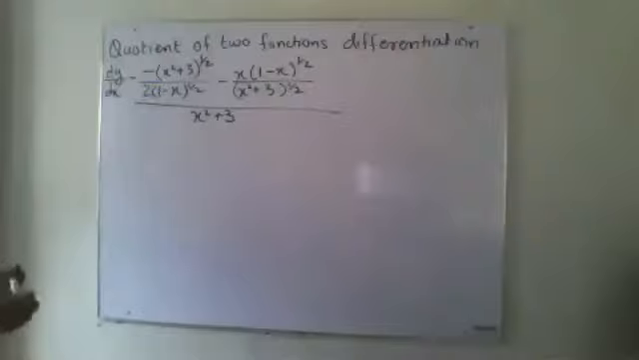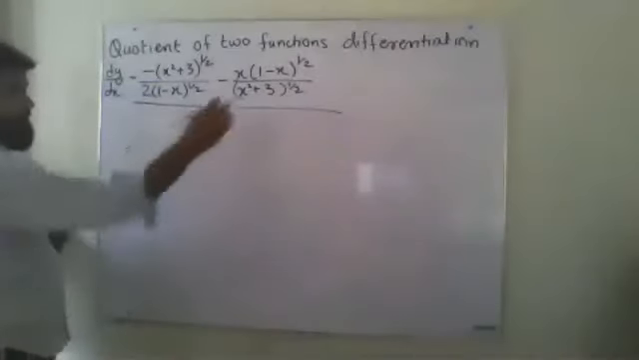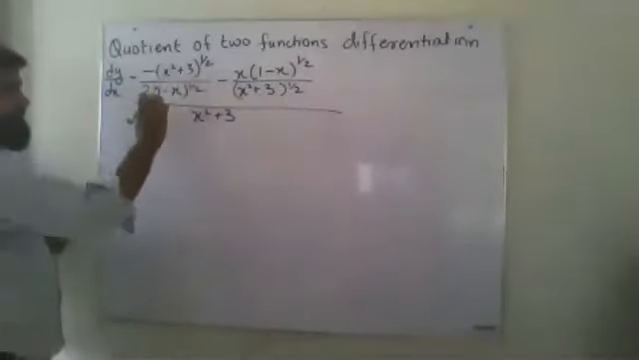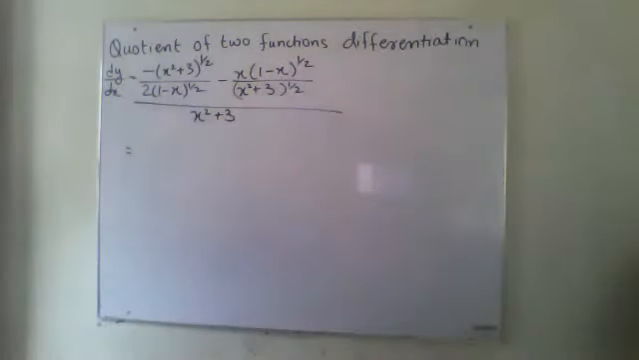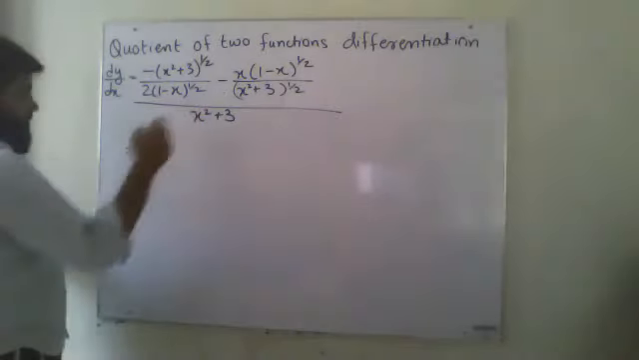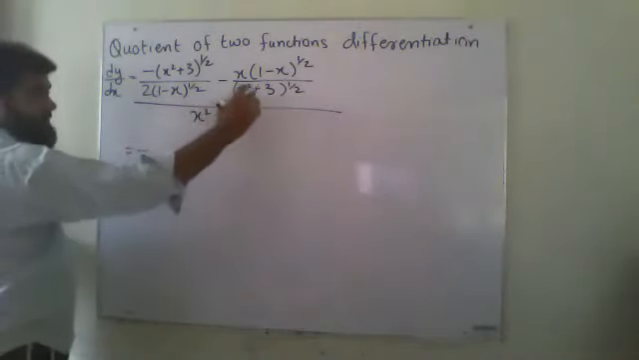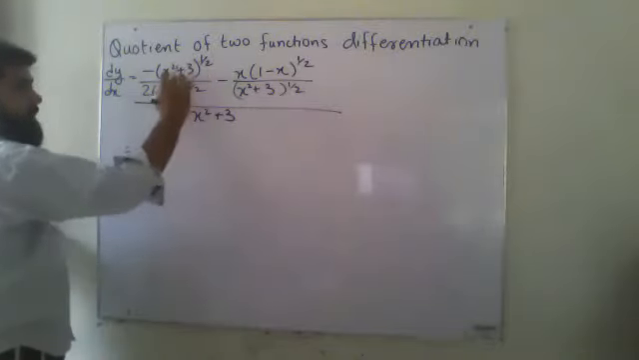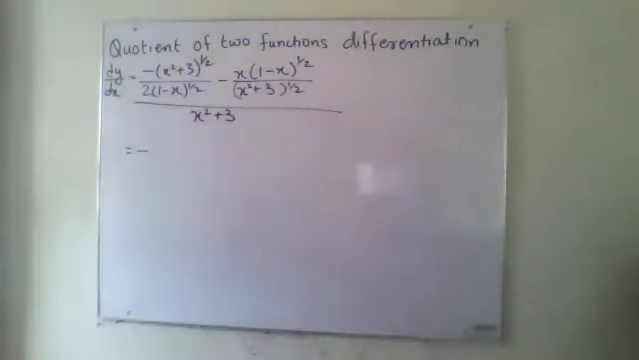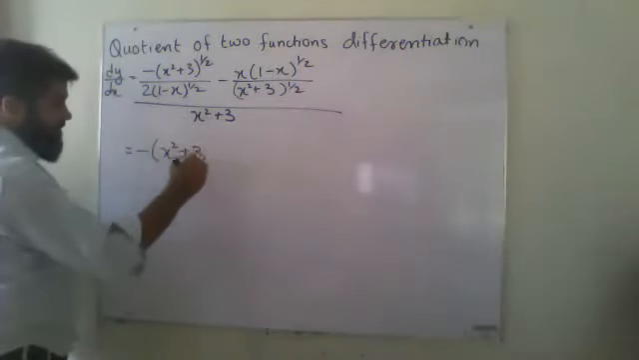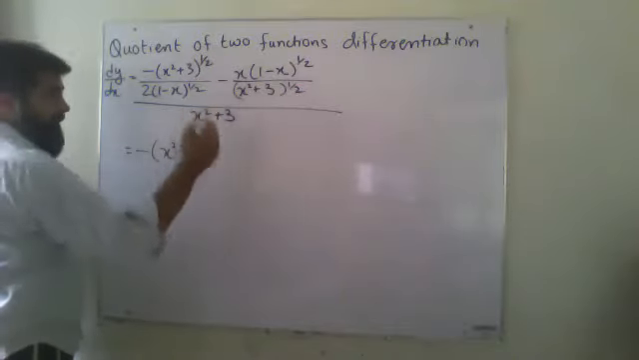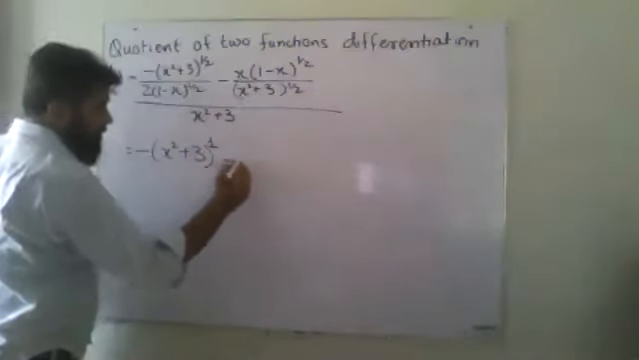Now what I can do, I can take the LCM. This will be multiplied by this, this will be multiplied by this, and both denominators will be multiplied. So minus (x squared plus 3) power half multiplied by (x squared plus 3) power half. Same bases will be multiplied, powers will be added, half plus half will be 1. So (x squared plus 3) power half will become power 1, minus.